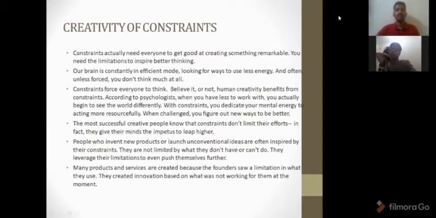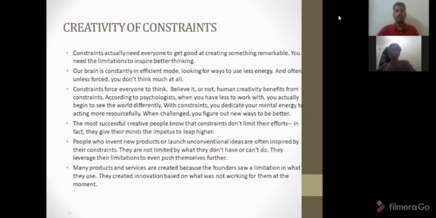Creativity of constraint. Constraints actually help everyone to get good at creating something remarkable. You need limitation to inspire better thinking. Our brain is constantly in efficient mode, looking for ways to use less energy, and unless forced, you don't think much at all. Constraints force everyone to think. Believe it or not, human creativity benefits from constraint.